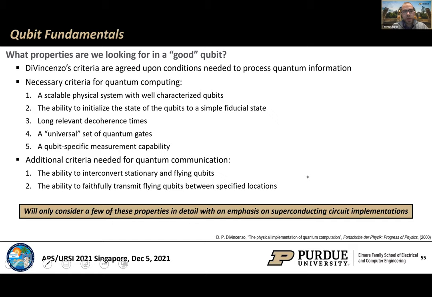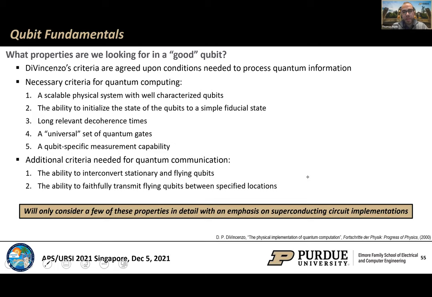But if we want to also be able to do quantum communication, we typically need to have all of those properties, and we also need to have an additional two. The first one is we need to be able to change a stationary qubit into a flying qubit, something that can move around. This is really just a tacit assumption that the types of qubits that we're going to use for local computing and processing tend to not work very well to transmit information for a very long distance.